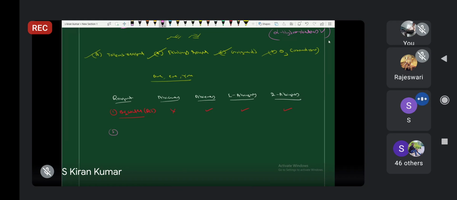Next, second one: cold alkaline KMnO4. Its name? Baeyer's reagent. What is the color? Pink color. Is it alkane? This is also a test for unsaturation. These two reagents we are using for the test for unsaturation. Do alkanes react with Baeyer's reagent? No. Alkenes, 1-alkyne, 2-alkynes: unsaturation is there in all.